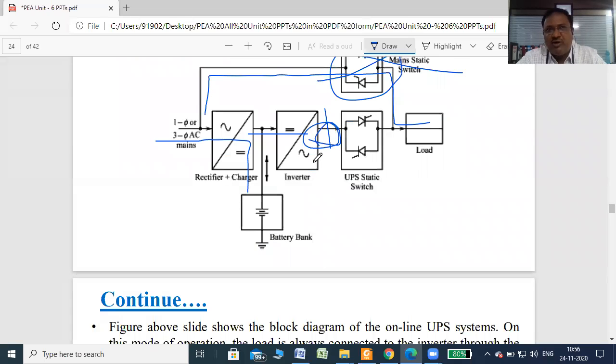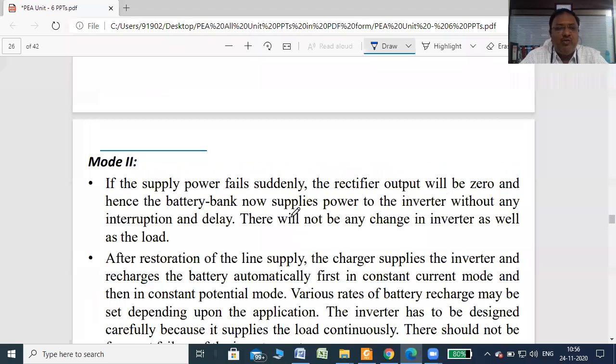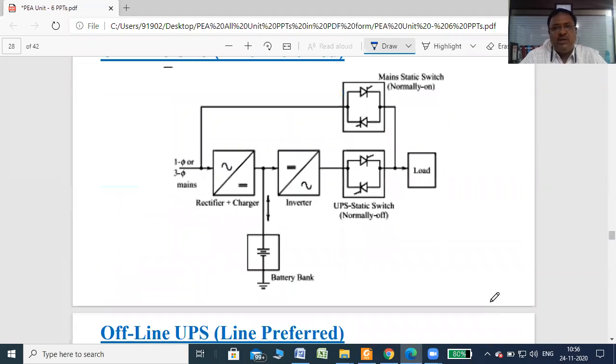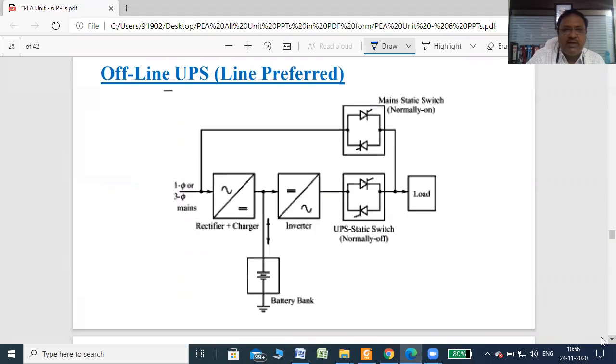Already we learned the inverter circuit which produce variable voltage as well as variable frequency, right? So these are the advantages of online UPS, and it works in three different modes. Okay, then next one is offline UPS. You can see here the online UPS and offline UPS. The circuit diagram is the same for online and offline UPS. No change. A slight change, that is main static switch is normally on. Here the main static switch is normally on and UPS static switch is normally off.